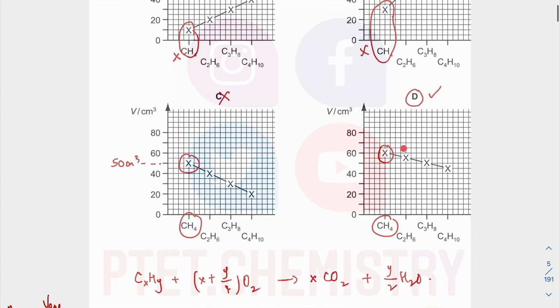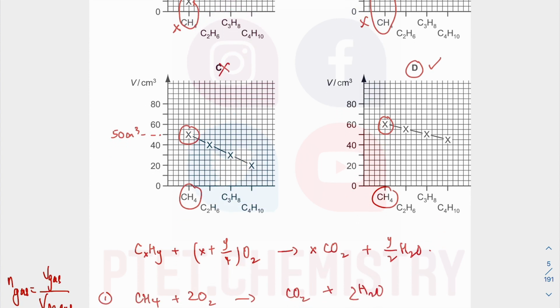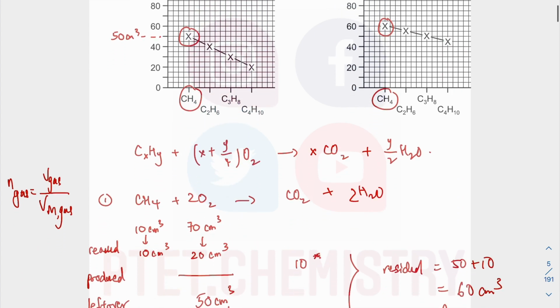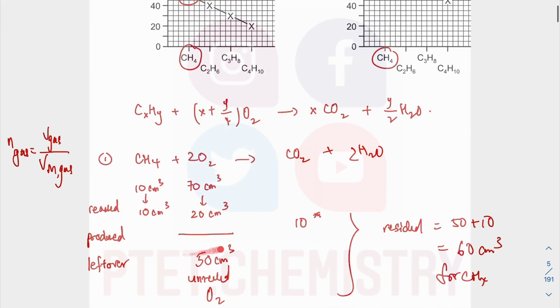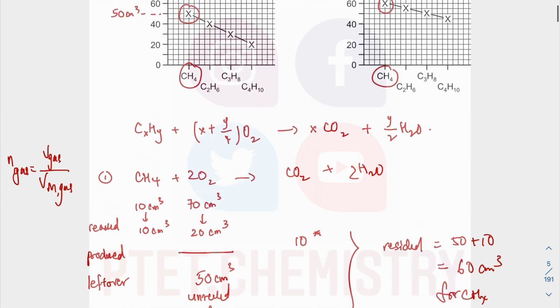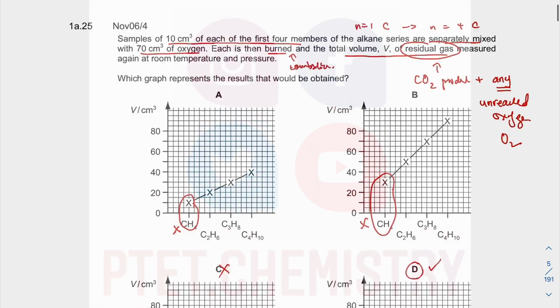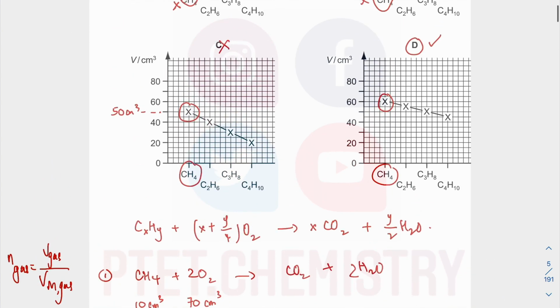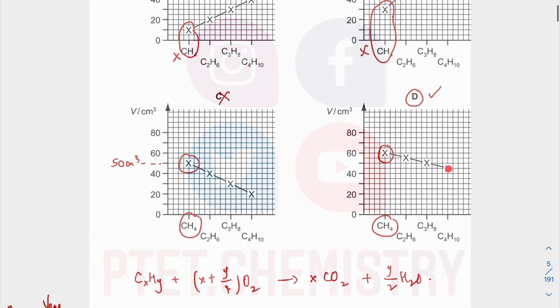Obviously as the number of carbon increases, you will get more CO2, you will consume more oxygen, so you have less and less oxygen that is unreacted. I hope that makes sense. For practice, you can set up an equation for C4H10. Think about the reacting ratio, work out how much is reacted, how much is produced, and how much oxygen is left over. Add them up for your residual gas, because the residual gas is any unreacted oxygen plus the carbon dioxide product. Work it out for C4H10. You should be able to get this answer as well.